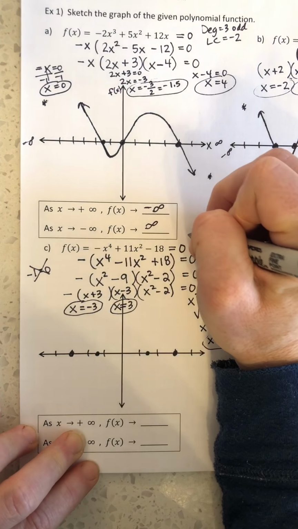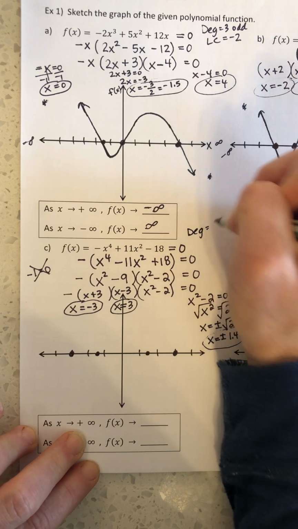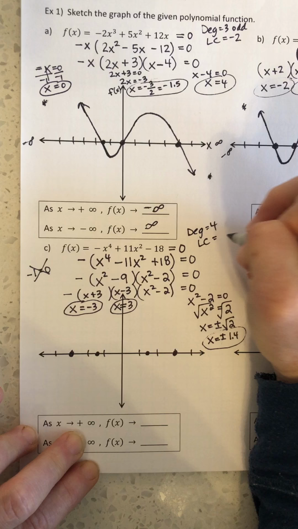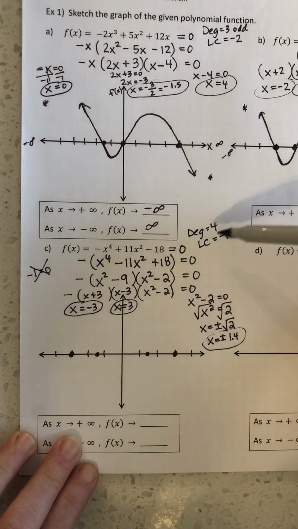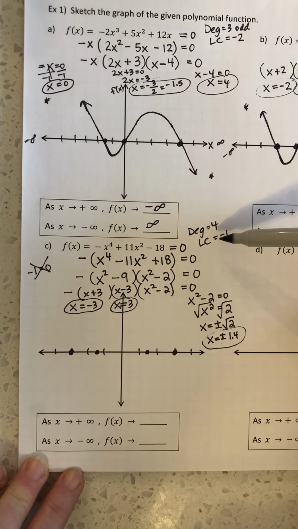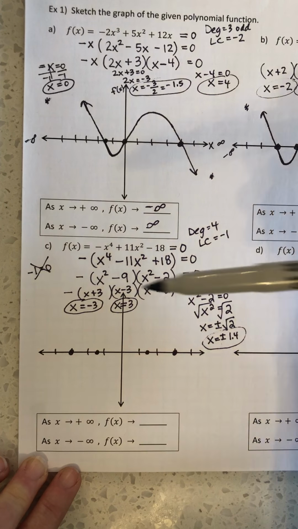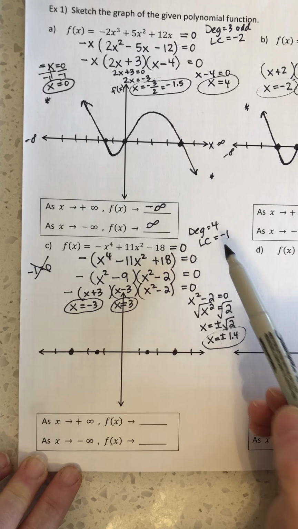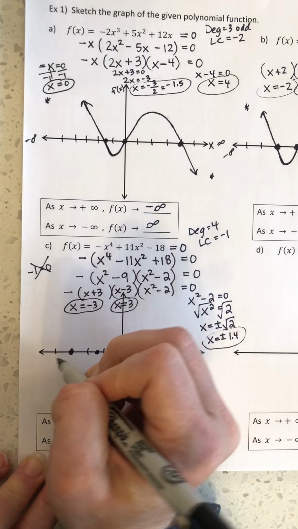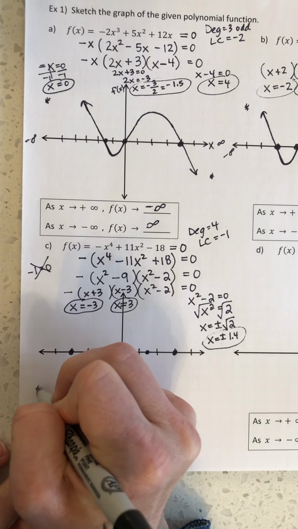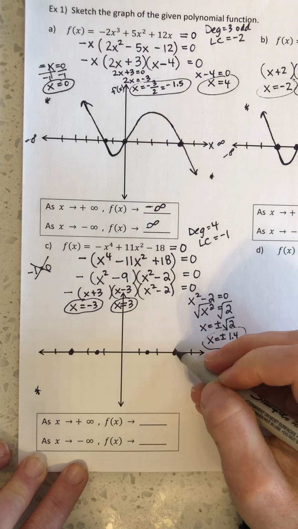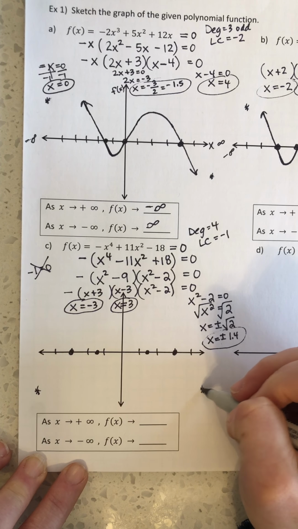Now I need my degree, which is 4, and the sign of my leading coefficient, which was negative 1. So what does the end behavior of an even degree polynomial have to be? It's got to be the same, so either both up or both down. If the leading coefficient is negative, it's got to be both down. So to the left of your last x-intercept, the graph has to end down, and to the right of your last x-intercept, the graph has to end down.